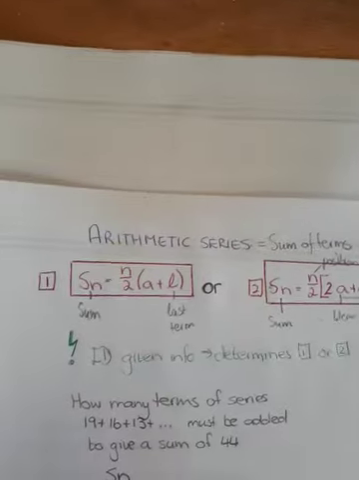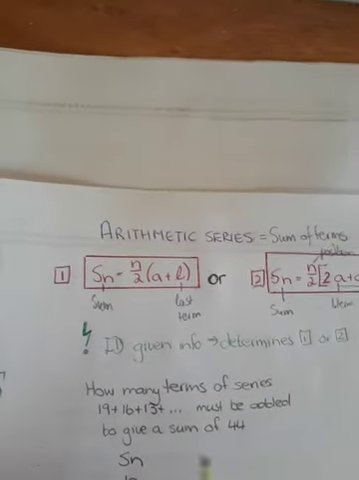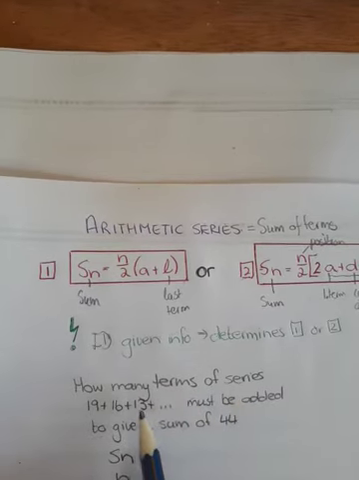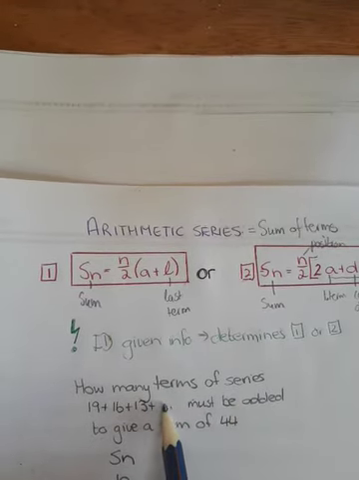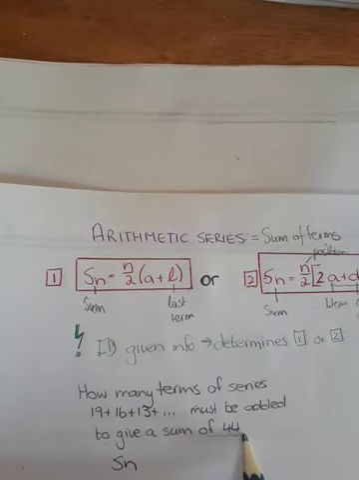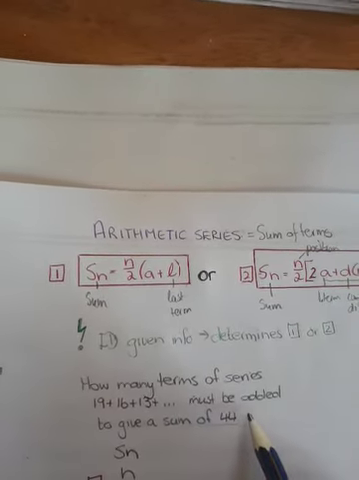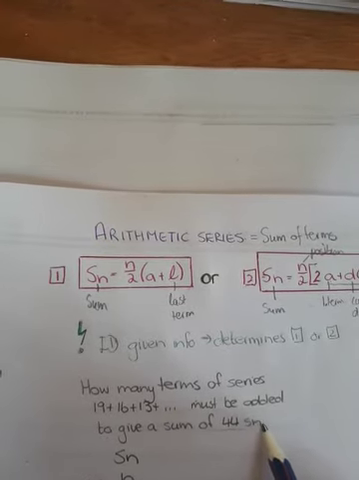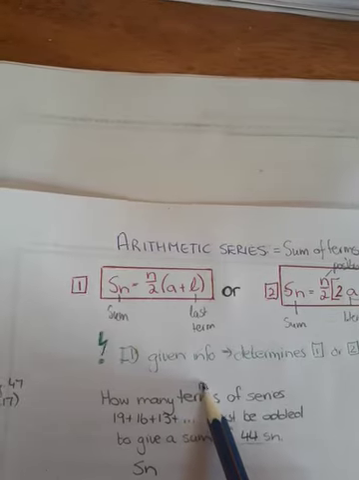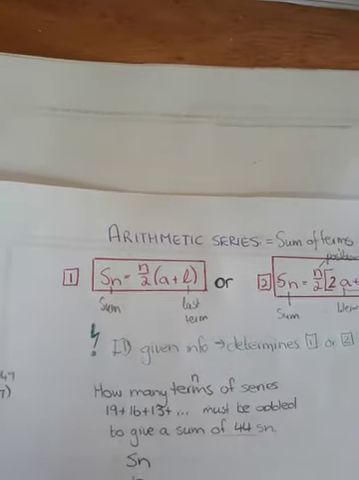So when we look at this example, the question is: how many terms of the series 19 plus 16 plus 13 must be added to give us a sum of 44? So the sum of 44 is obviously Sn. And the question is how many terms, meaning n is being asked.